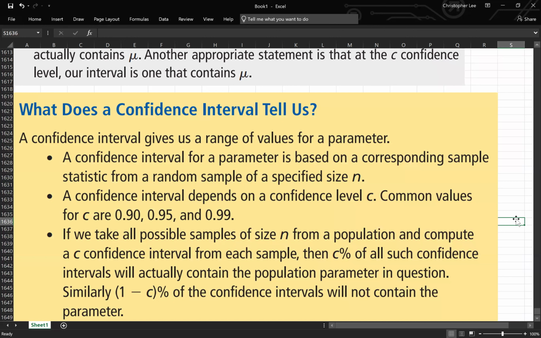If we take all possible samples of size n from a population and compute a C confidence interval for each sample, then C percent of all such confidence intervals will actually contain the population parameter in question. Similarly, 1 minus the confidence level of the confidence intervals will not contain the parameter.